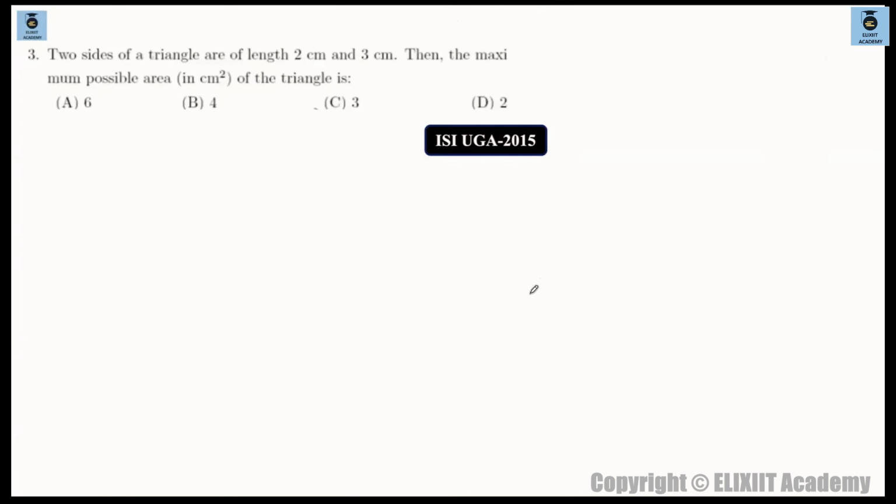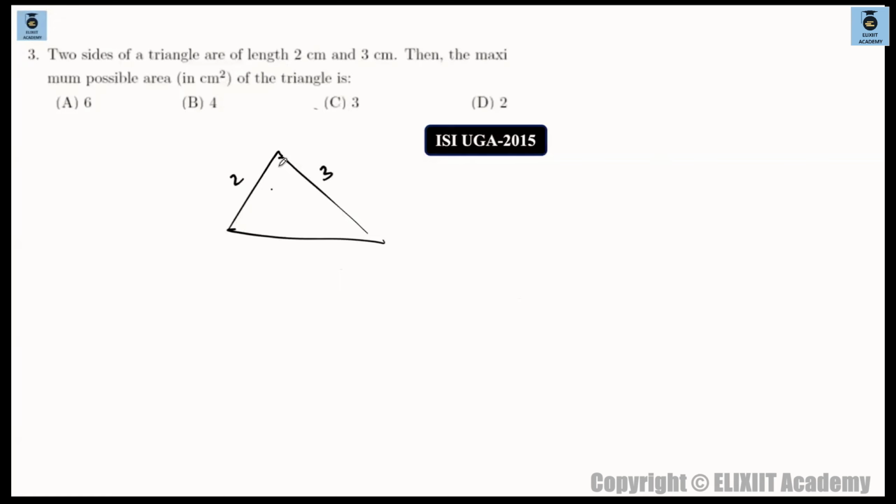Okay, next question is from UGA 2015. The question says that two sides of a triangle are of length 2 centimeters and 3 centimeters. Then the maximum possible area in centimeter square of the triangle is how much? See how simple the question is. One triangle is there, two of whose sides are 2 centimeters and 3 centimeters. We have to find the maximum possible area.